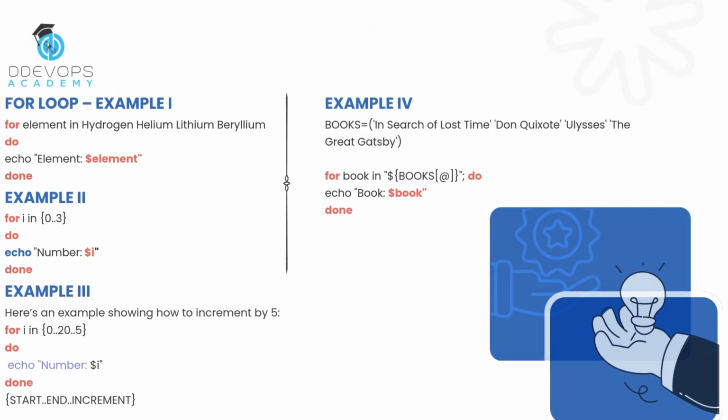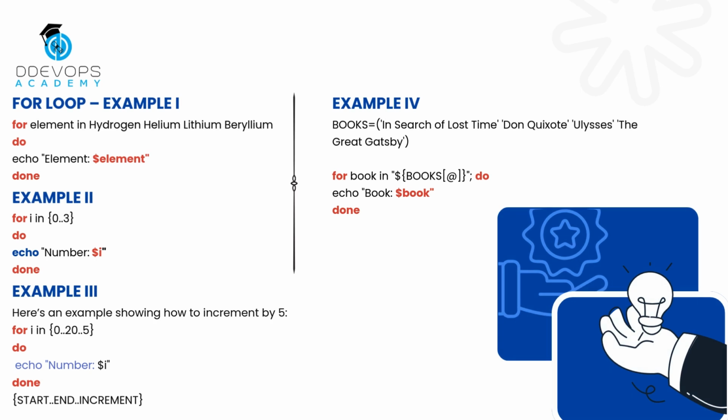Let's dive into for loops in shell scripting. They're perfect for repeating tasks. In the first example, we loop through a list of elements. The second counts from 0 to 3. The third increments by 5, great for custom ranges. And the fourth loops through an array of book titles. These loops help automate repetitive actions with just a few lines of code.